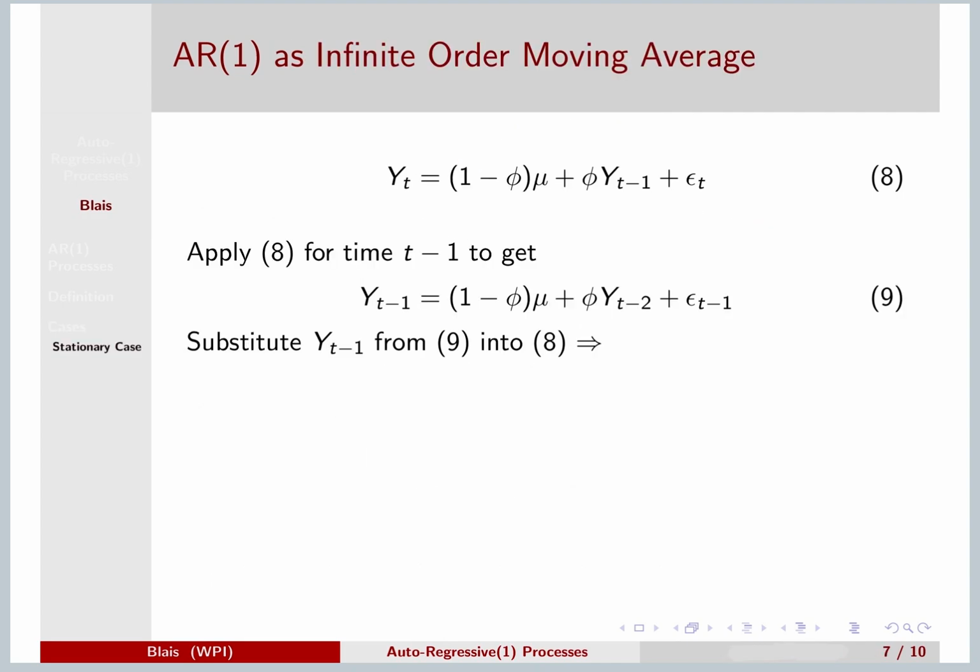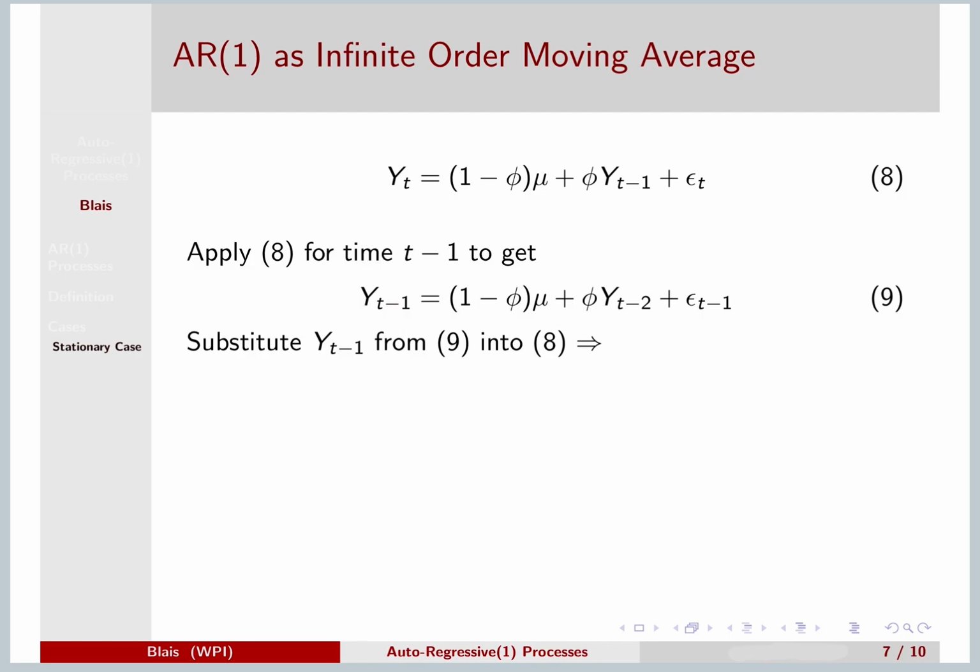Now we can delve into this a bit, and we want to derive this alternative way to write down an AR1 as what we call an infinite order moving average. So let's look at this. We have, again, our defining equation here for the AR1. But now, let's rewrite this equation for the previous time. So instead of time t, replace each t with t minus 1.